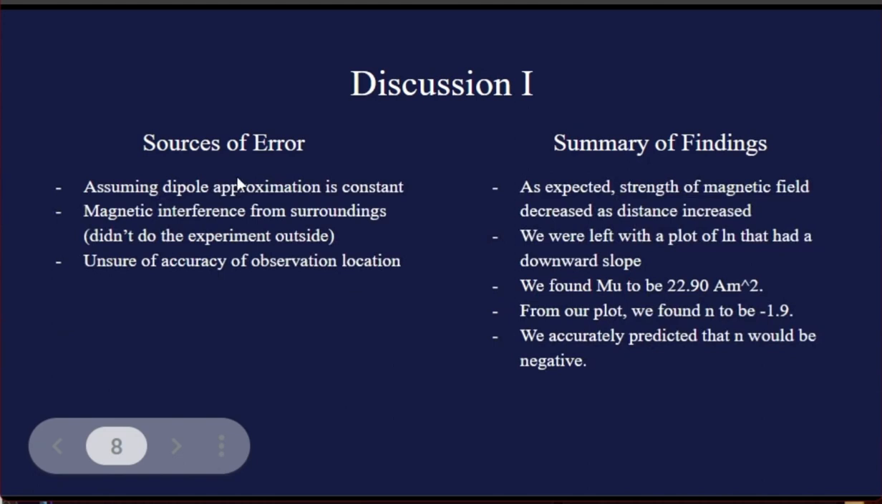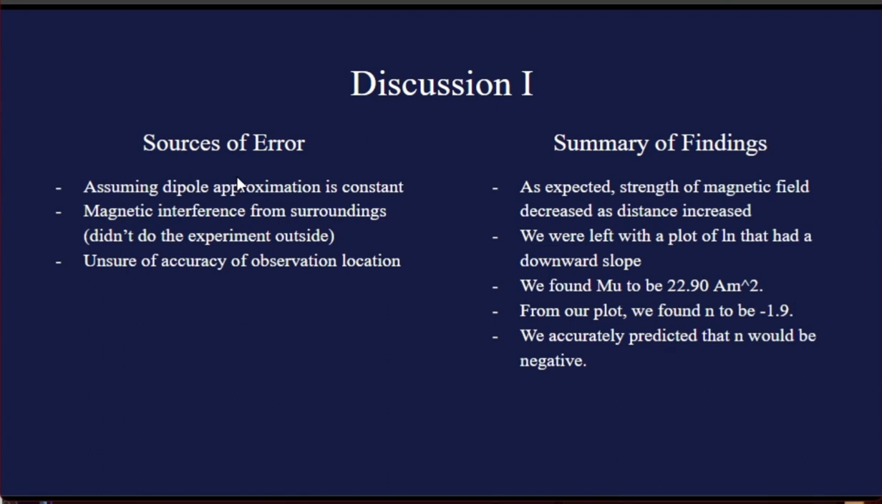So some possible sources of error to discuss. So we assume that the dipole approximation was constant, but it may not have been. And then we also didn't consider the magnetic interference from the surroundings, especially because we didn't do the experiment outside. There was a lot of interference from surrounding technology. And we are also unsure of the accuracy of the observation location measured on our phone. So these are just some things to consider when looking at our results.